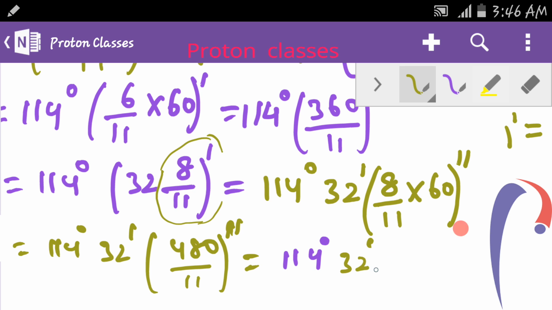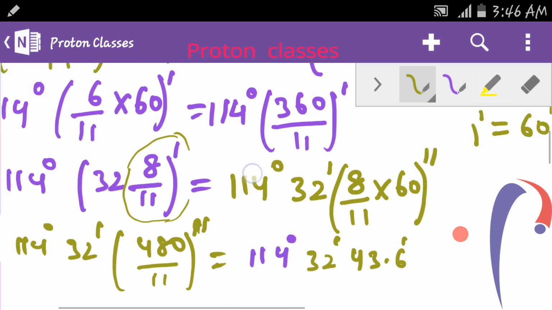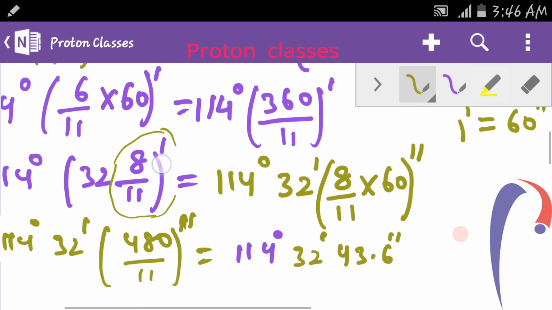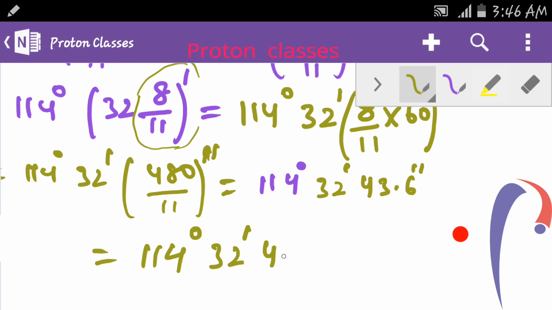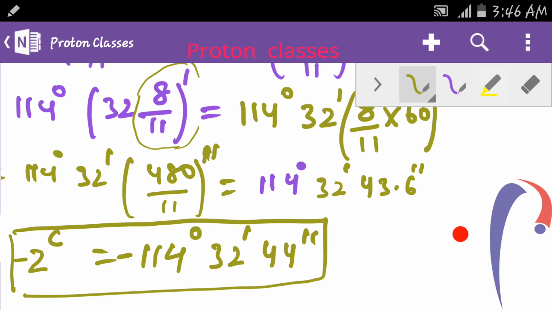This 480 by 11 is 43.6 seconds. Now our simple answer is 114 degrees 32 minutes and approximately 44 seconds. And this minus, why minus? Because that was -2 radians. This is our final answer.